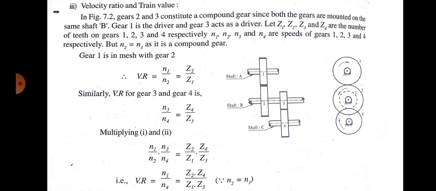In gear drives, the problems will be associated with these two velocity ratios, whatever I have explained just now. The previous one related to simple gear train, as well as this one with respect to compound gear trains. You will also have problems associated with this, and you will have to just remember this final part, how to find the velocity ratio. So with respect to this explanation, we will take the first problem.